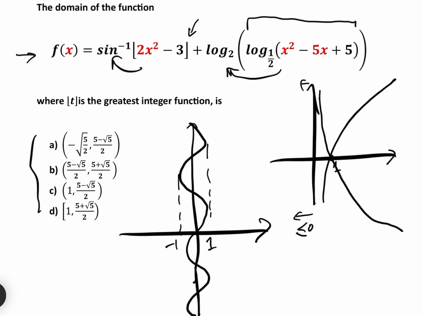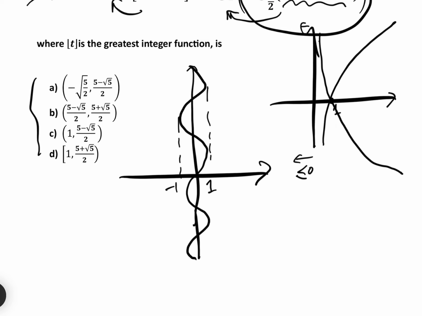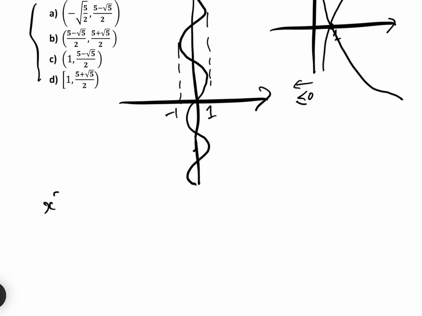So armed with all of that, let's take one at a time. First of all, log to the base half of x squared minus 5x plus 5: we know that argument cannot be less than 0. So that's the first thing. x squared minus 5x add 5 must be greater than, not greater than or equal to, must be greater than 0. Okay, so that's A.